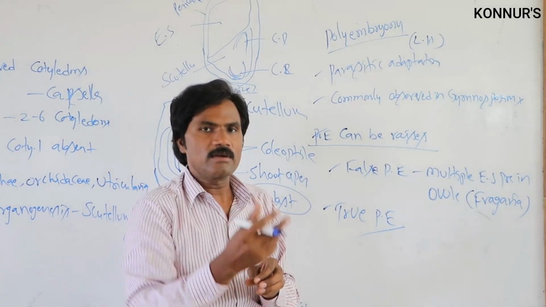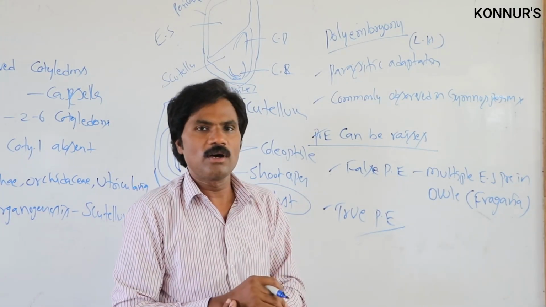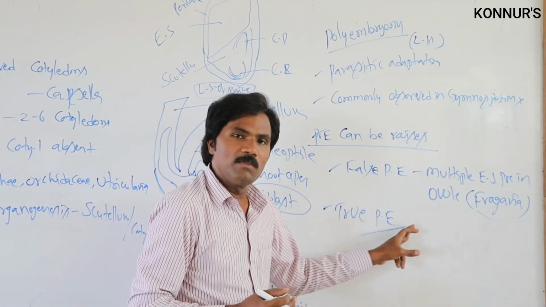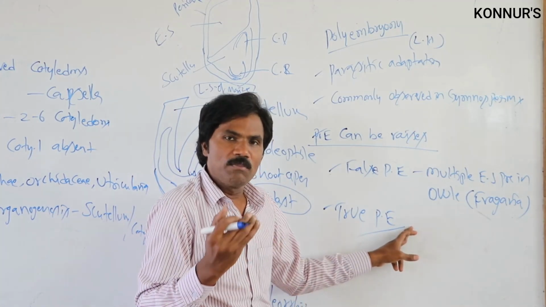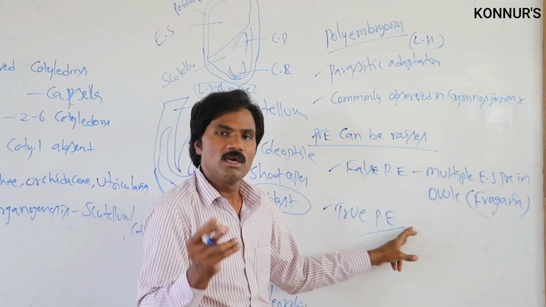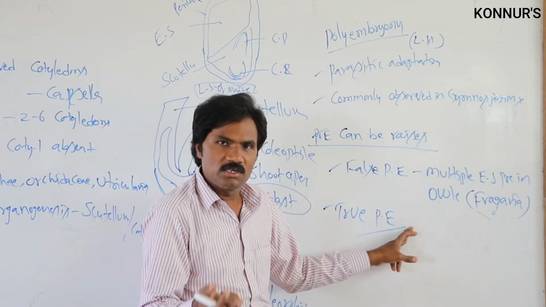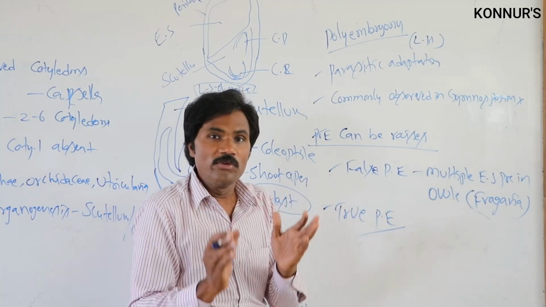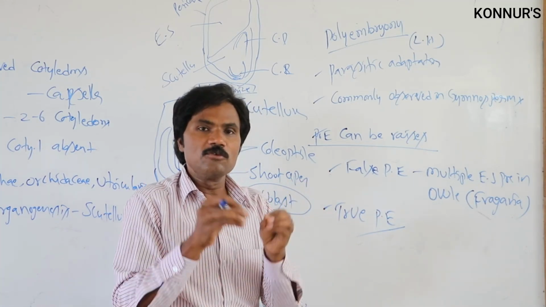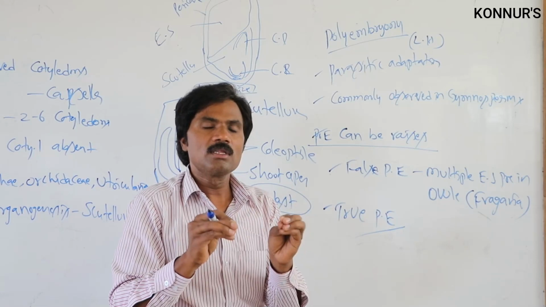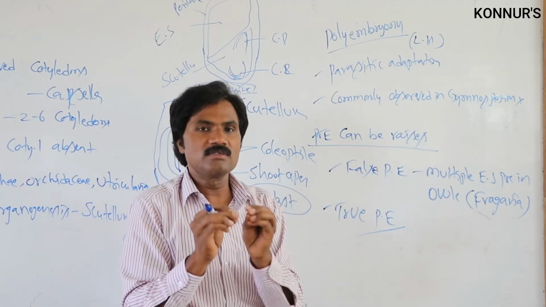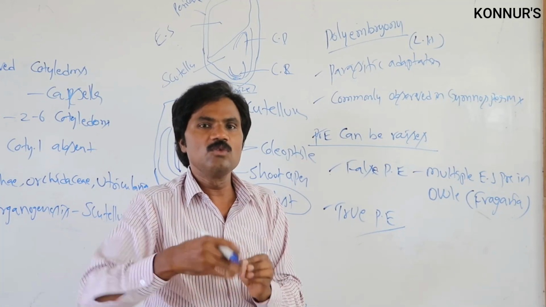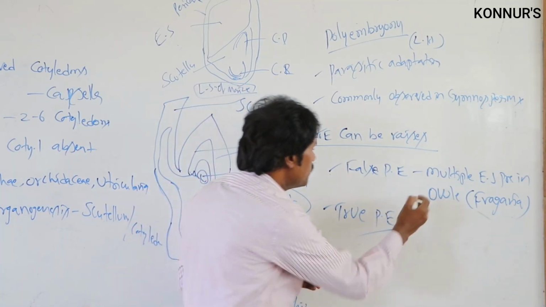Other than that, if extra embryos are formed, that is what we call true polyembryony. In true polyembryony, the extra embryos can develop from the embryo sac, synergids, antipodals, or integument. That means within an ovule, if multiple pollen grains fuse, that is, multiple male gametes fuse, that is what we call true polyembryony.